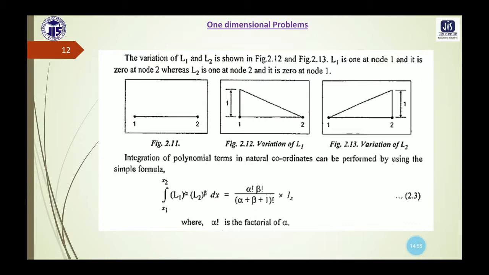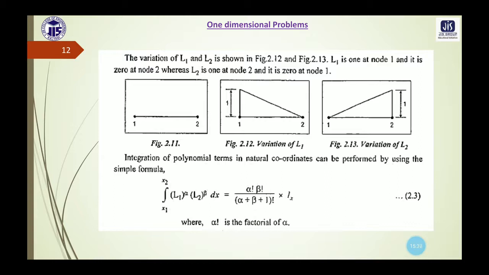So the variation of L1 and L2, in this diagram we can see the variation of L1 in figure 2.12. You can see that L1 is 1 at node 1, but in case of node 2, L1 equals 0. And again in figure 2.13, where the variation of L2 is represented, you can see that L2 is 1 at node 2, but at node 1, L2 equals 0. So that means the integration of polynomial terms in natural coordinates can be performed by using the formula.